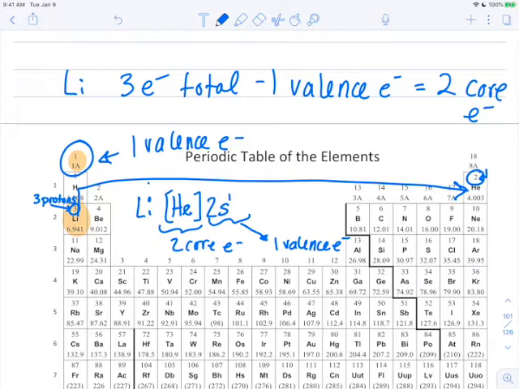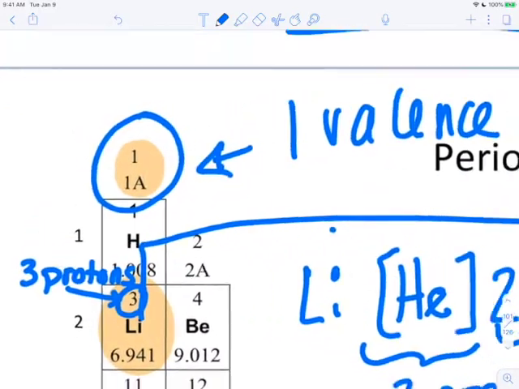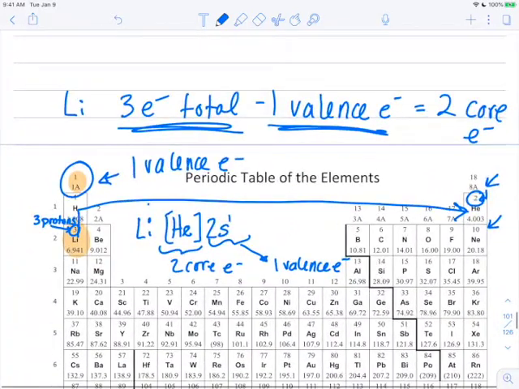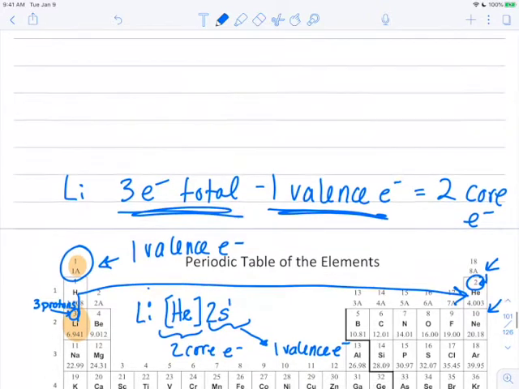You can either use that noble gas abbreviation and look at how many electrons are in the noble gas core, or you can take your total electrons, which is going to be the same as the number of protons because these are all neutral elements, and then subtract out the valence. Remember, the valence is right up on the top with the exception of helium, who is playing hooky. It actually has 2 valence electrons and belongs on the other side of the periodic table. Any questions on determining core electrons?